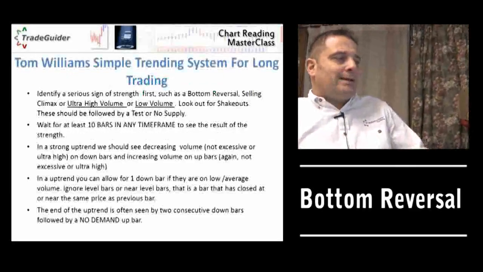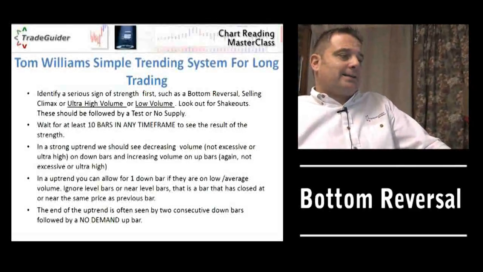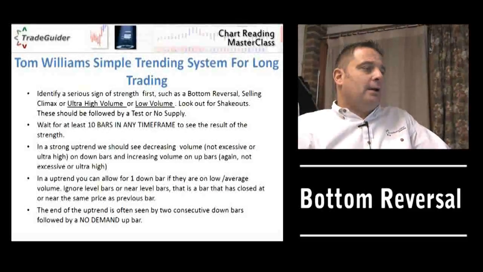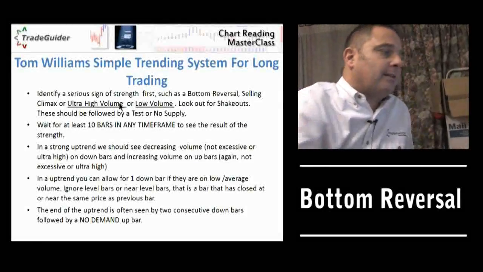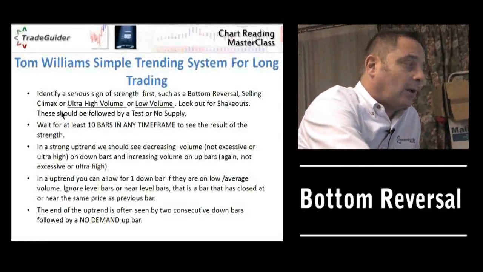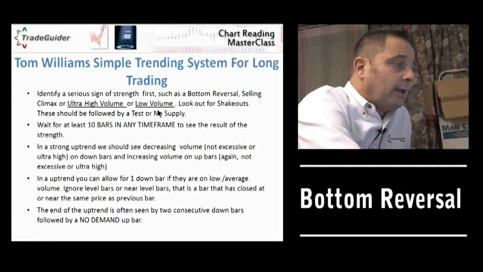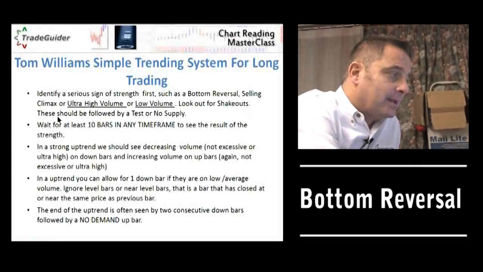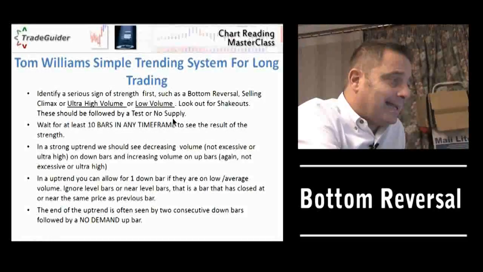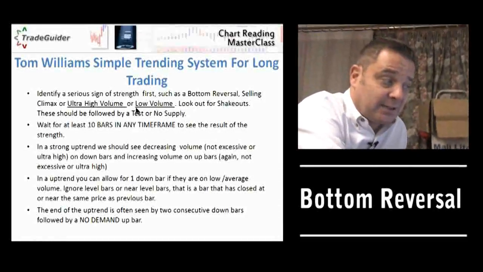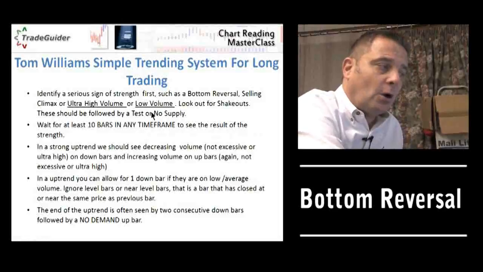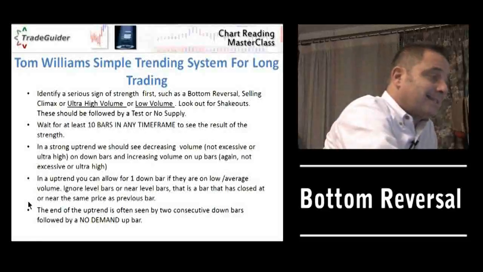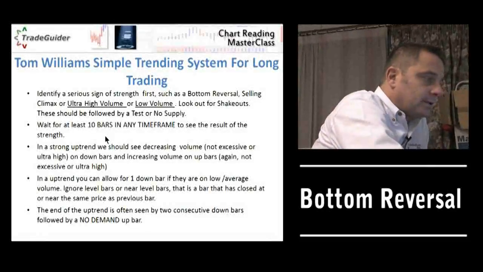Now, the simple trending system for going long is exactly the same, but the opposite, as the system for going short. This time, you're going to identify a serious sign of strength, such as a bottom reversal, a selling climax, or ultra high or low volume. Look for shakeouts, which we're going to show you in a minute. Then these should be followed by a test or no supply bar, or indeed the test in a rising market. All 3. We're going to talk a lot about testing when we get to that section. I know a lot of you have got questions on testing, so wait till we get there and we'll be able to answer those for you.